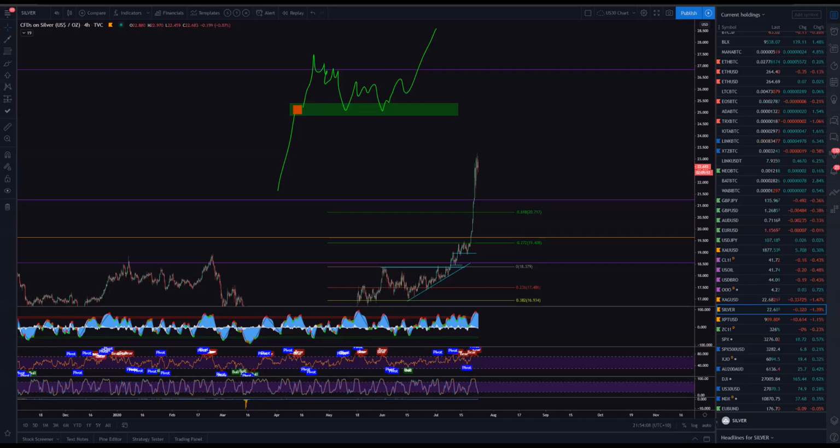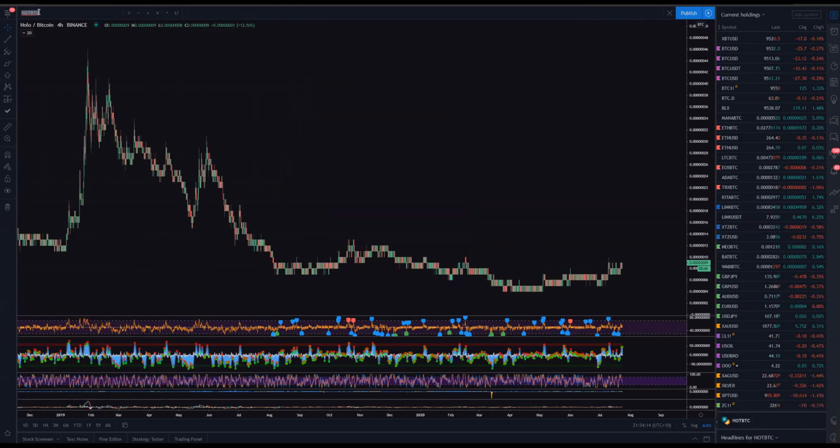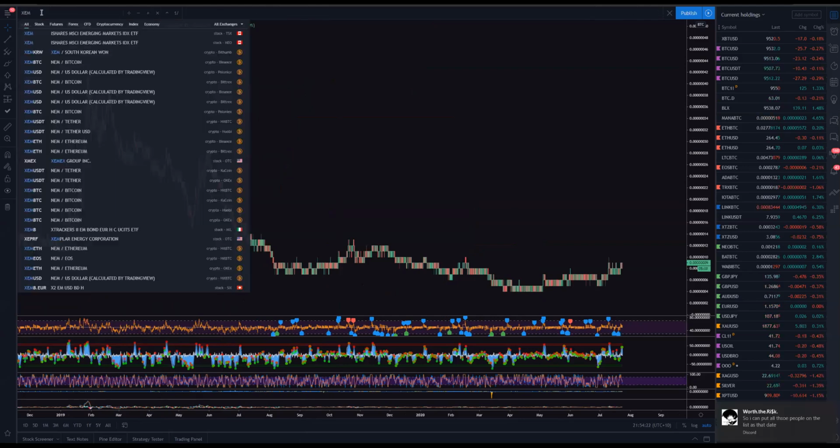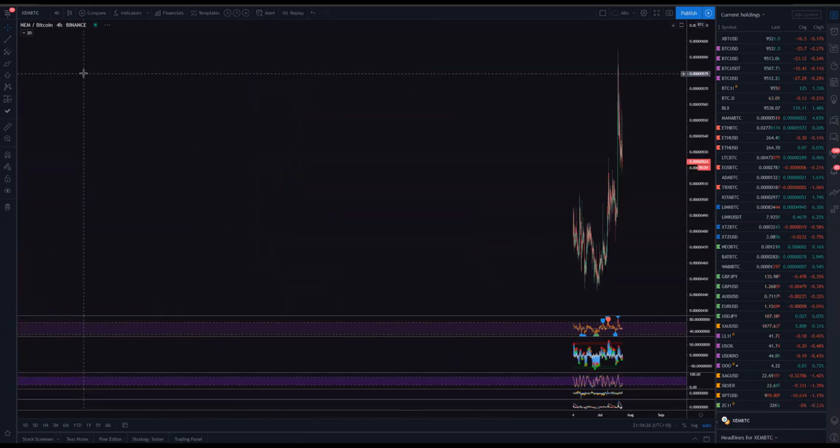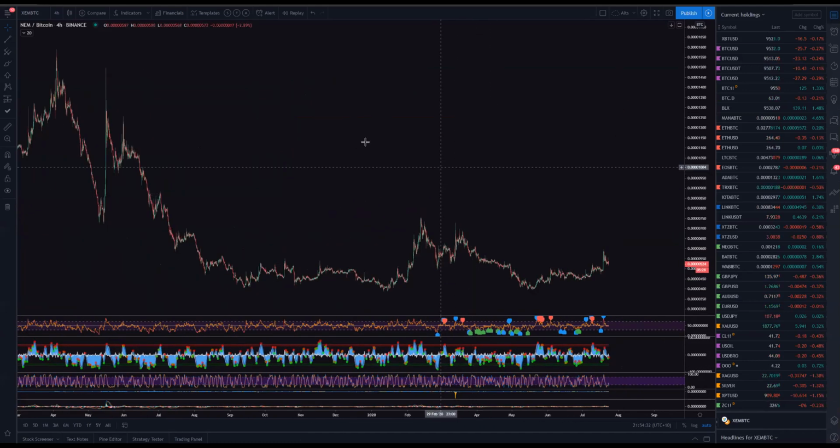All right, XEM BTC looks like it's retesting the moving average. Let me go have a look at that. What was it? XEM BTC. Binance, huh? Look at old NEM. Jesus. Is that the whole chart? Oh, no. What is going on here?